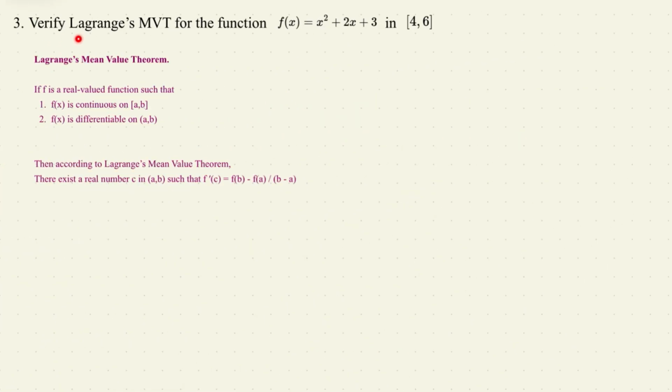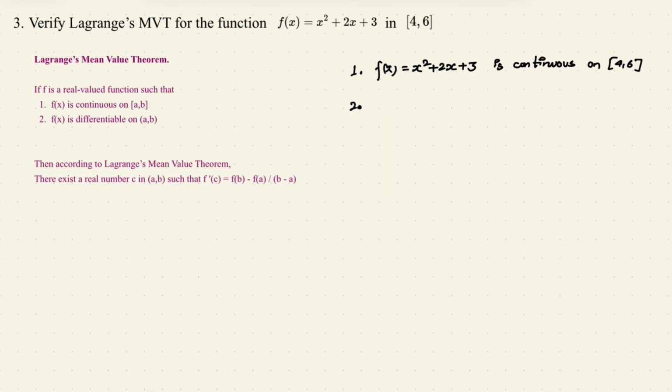Question 3. Verify Lagrange's mean value theorem for the given function in the interval 4 comma 6. So here there are only 2 points which need to be fulfilled. Point number 1, the given function, that is x squared plus 2x plus 3, should be continuous. And since this is a polynomial function and we know that polynomial functions are always continuous, so f(x) is continuous on closed interval 4 comma 6.